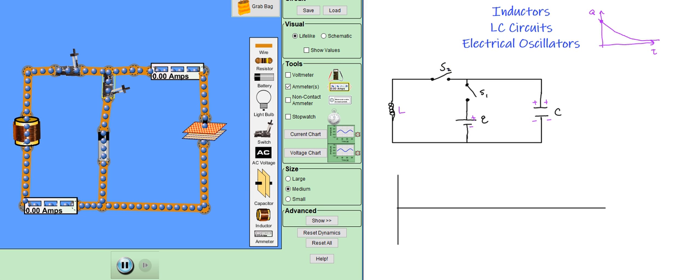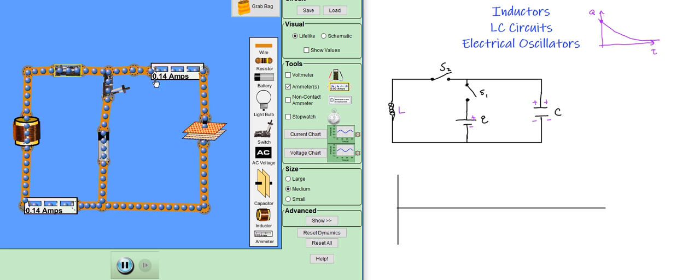As soon as we close this switch, we know that the sudden increase in current is going to cause a back EMF in the inductor. So it's going to try to prevent that increase in current, and it will start to try to pull it down. And so let's just watch what happens here.